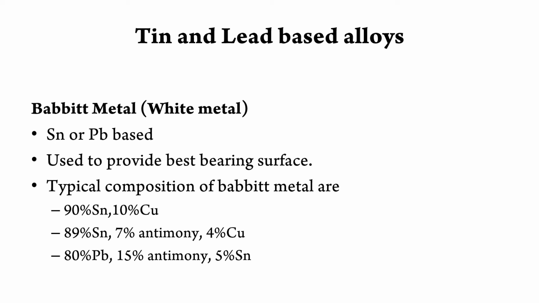General composition of Babbitt metal is 90% tin and 10% copper, or 89% tin, 7% antimony and 4% copper, or 80% lead, 15% antimony and 5% tin. Any combination can be used based on our requirement. That is known as Babbitt metal.